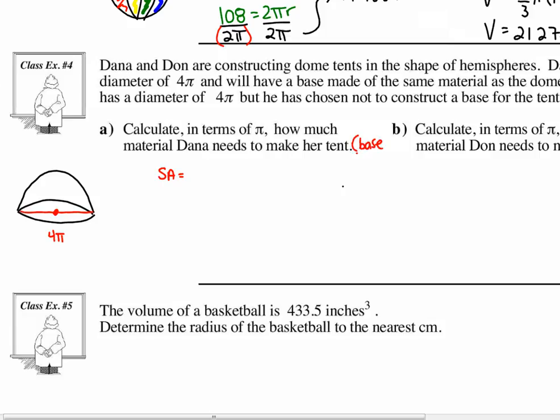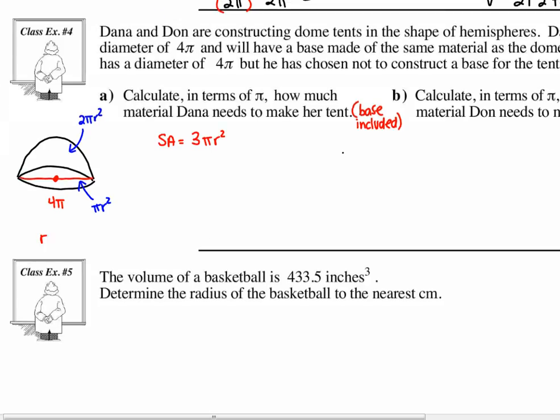So with base included, what would be the formula for surface area here? Two pi r squared plus pi r squared. So that would actually equal how many pi r squareds? 3 pi r squared. Do we know the radius? What is the radius? 2 pi. So if the diameter is 4 pi, half of that would be 2 pi.